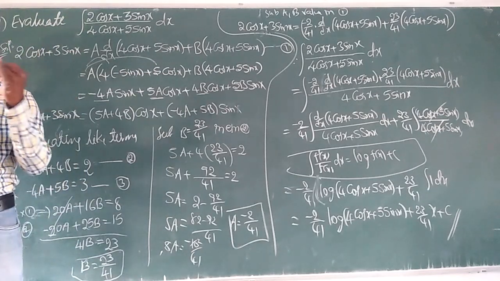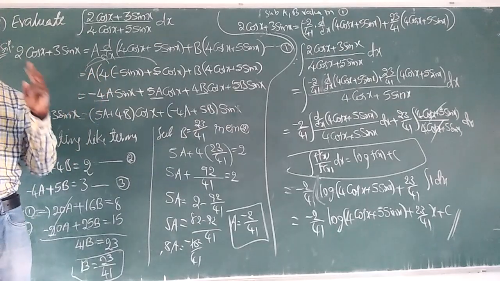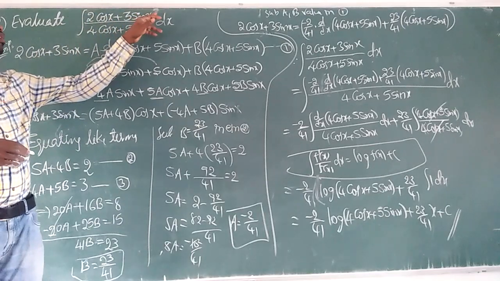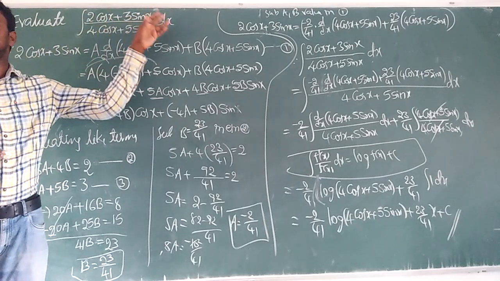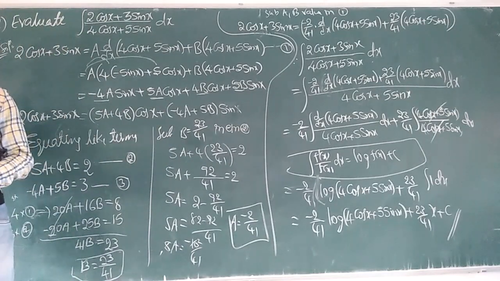Next, the third and fourth questions are also in the same process, the same model. In this model we have the third and fourth questions also. But in the third and fourth, some constant will be there. If a constant is there, then how to solve it you can learn in the next class.